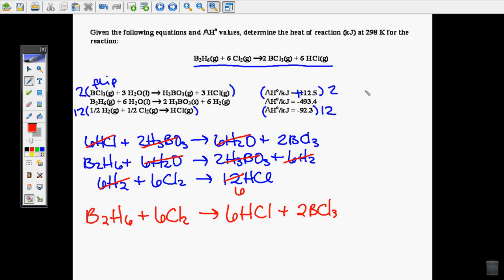So times 2 is 493.4, and then negative 92.3 times 12 gives me negative 1107.6. And then I'm going to add all these up. And I get negative 1376 kilojoules per mole. So that's my delta H.